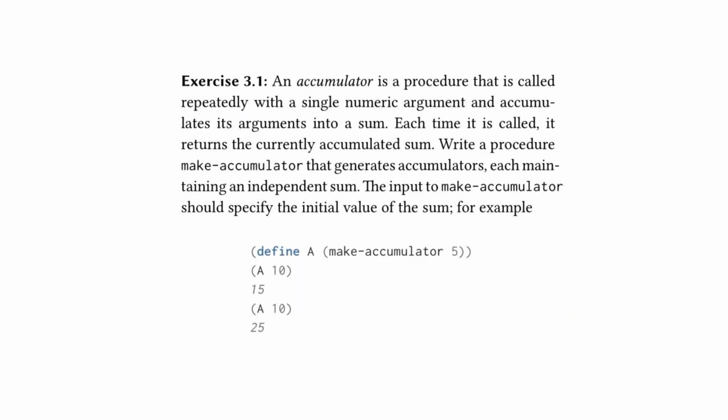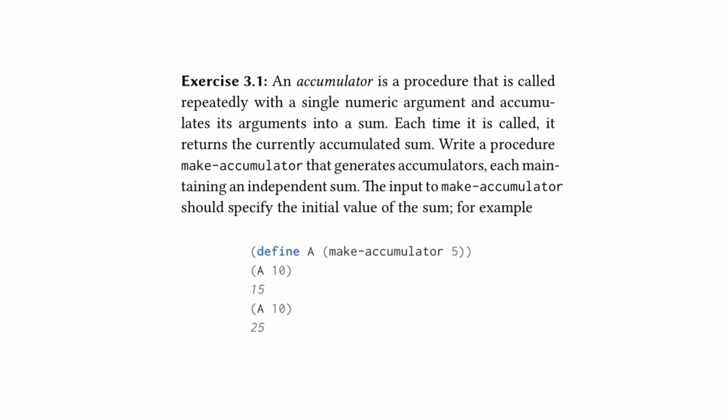So at this point, we have reached our first exercise, exercise 3.1, which reads, an accumulator is a procedure that is called repeatedly with a single numeric argument and accumulates its arguments into a sum. Each time it is called, it returns the currently accumulated sum. Write a procedure, make-accumulator, that generates accumulators, each maintaining an independent sum. The input to make-accumulator should specify the initial value of the sum.